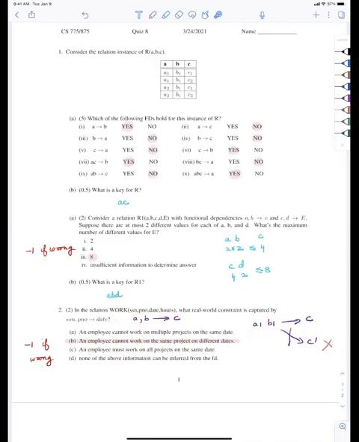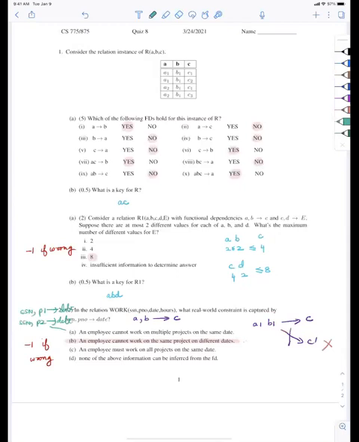So if you look at the first one, it says an employee cannot work on multiple projects on the same date. That is not what this means. It is perfectly fine to have the same SSN, and he could work on P1 on the same date, and he could work on P2. That's perfectly legal. So the first one is not what it says.